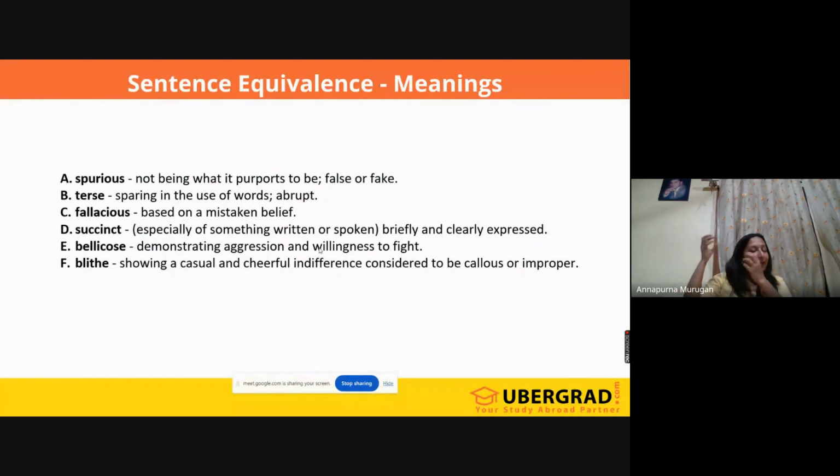Now relate like this. And remember, this is a kind of a memory game. Furious is angry, spurious is fake. Like this, you people try to take. Okay. So now terse is using very few words. And the opposite is briefly and clearly explaining, which is elaborately explaining. Okay. And then bellicose is someone who is willing to fight. And blithe is someone who is not interested or not concerned at all, who doesn't try to show that much concern. So that is blithe. Okay.